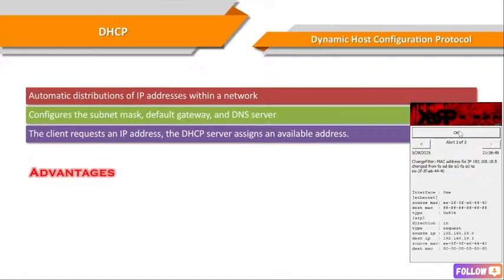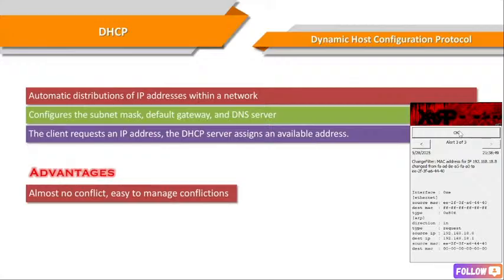Since DHCP allows that configuration to happen automatically, it's used in almost every device that connects to a network, including computers, switches, smartphones, gaming consoles, you name it. Now, because of this dynamic IP address assignment, there's less of a chance that 2 devices will have the same IP address, which is very easy to run into when using manually assigned static IP addresses.